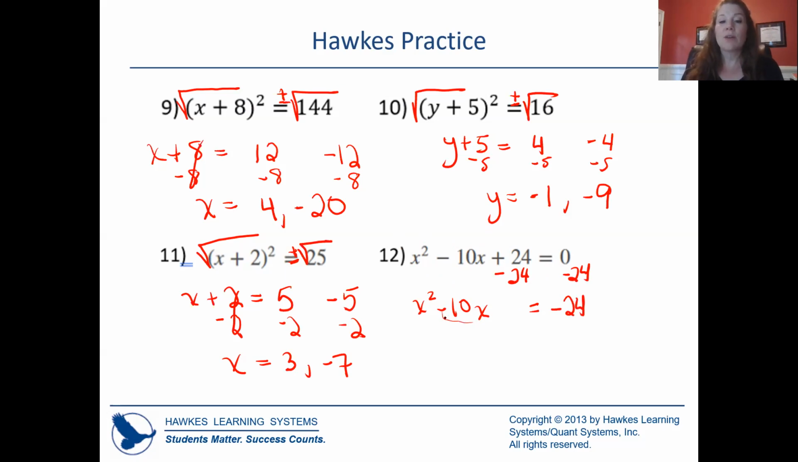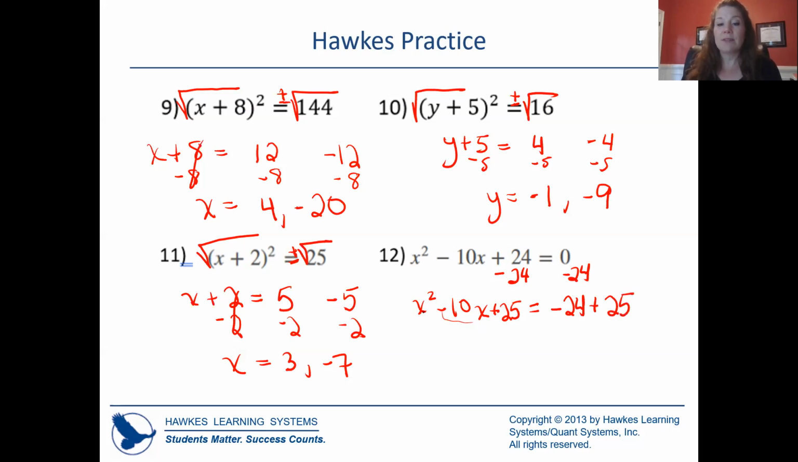All right, now we're going to do two things to this middle number. So the first thing we do is half it. So half of negative 10 is negative 5. And then we're going to square half of it. So negative 5 squared is positive 25. Positive 25. Whatever you do on one side, you got to do on the other.